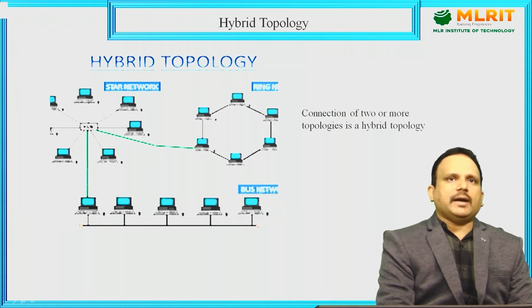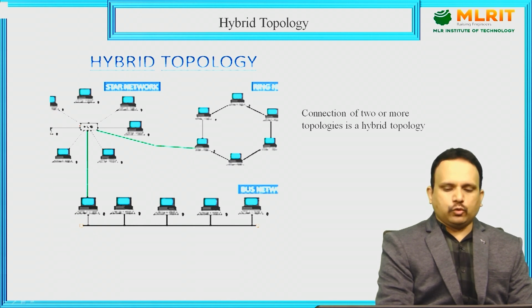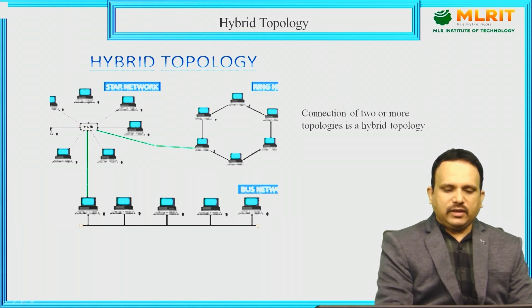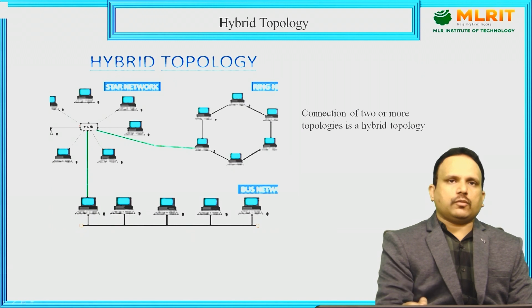And coming to the hybrid topology, a connection of two or more topologies is a hybrid topology. The topologies might be star, ring or bus. So the combination of two or more topologies is the hybrid topology.